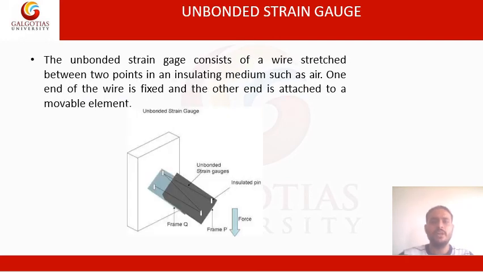The next one is the unbonded strain gauge. This type of strain gauge consists of a wire which is stretched between two points in an insulating material or medium such as air. One end of the wire is fixed and the other end is attached to the movable element where we have to calculate the strain. So the unbonded strain gauge is normally used for measuring strain between a fixed and a moving structure by fixing four metallic wires in such a way that two are in compression and two are in tension.